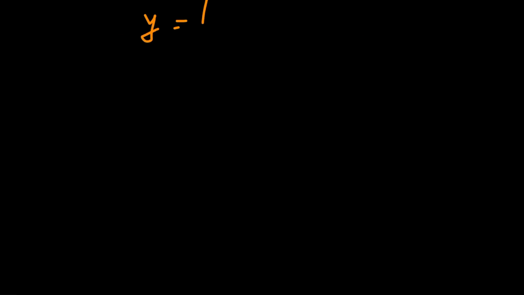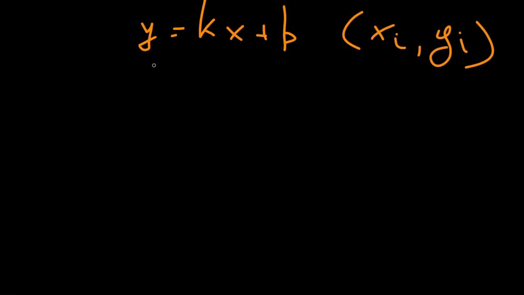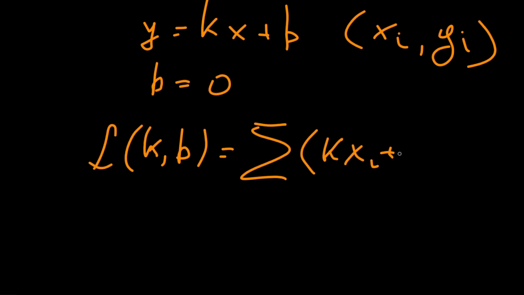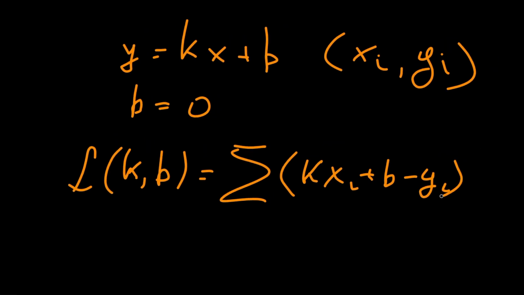We need to fit the line y equals kx plus b to our data set x and y, with the special condition that the intercept should equal 0. To do this, we need to find the minimum of the function L, which depends on k and b. This function is the sum of squared distances between the predicted values and our data set, which is (kx plus b minus y) squared, with b equal to 0.